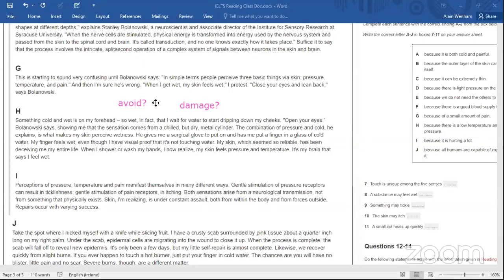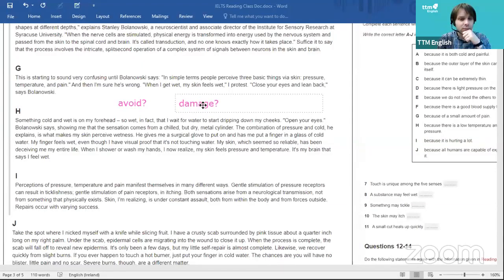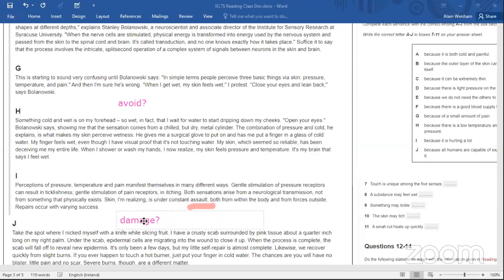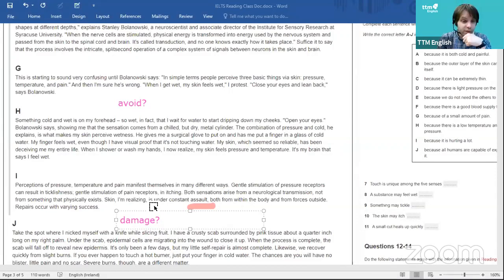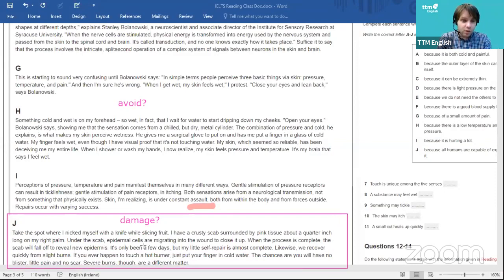How about slight burns? Slight burns. Is it to the skin? Yes. Where is that? In paragraph J. Quickly from slight burn to damage. Well done, Vitor. I'm going to move a little bit faster. The answer is in J, guys, but let's try and figure out why the answer is in J. Okay, so Vitor's got there. Well done. Now, we're talking about a type of damage, aren't we?